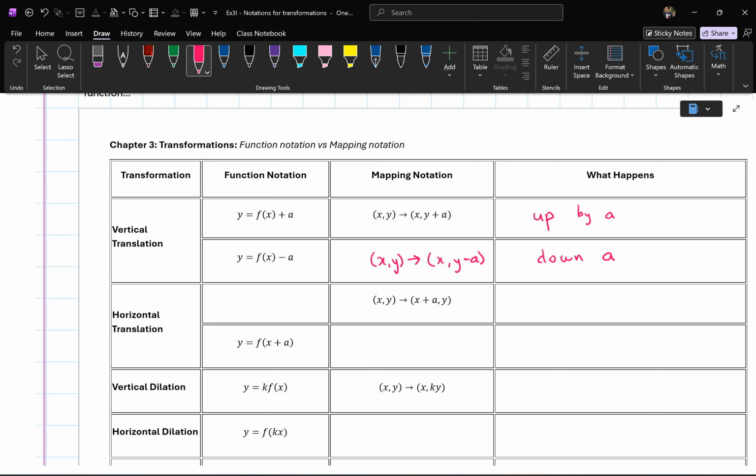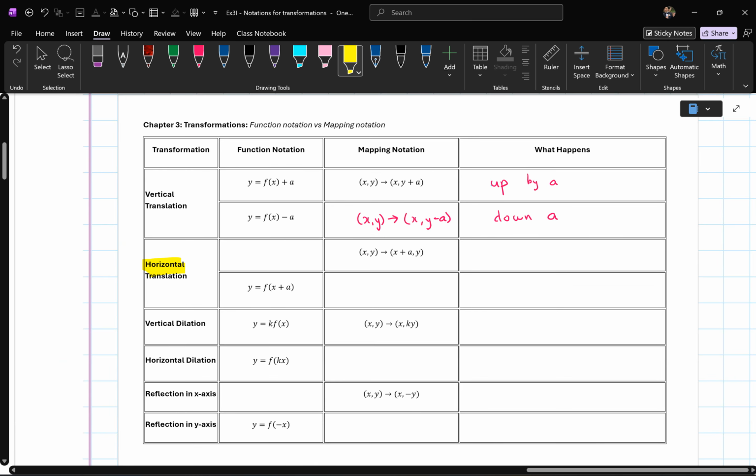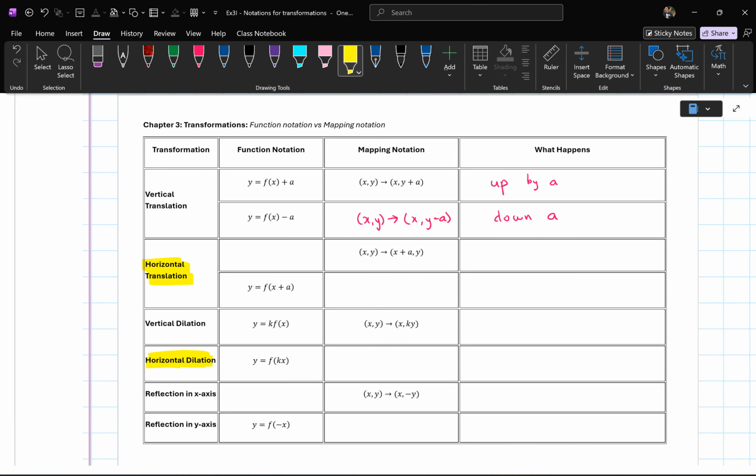Horizontal translation. So be careful with these ones. Anything to do with the x's, I'll highlight them. All the x transformations is probably what gets confusing. This one, horizontal dilation. And I think this one's okay. I'll leave that there. So translation horizontally and horizontal dilation.